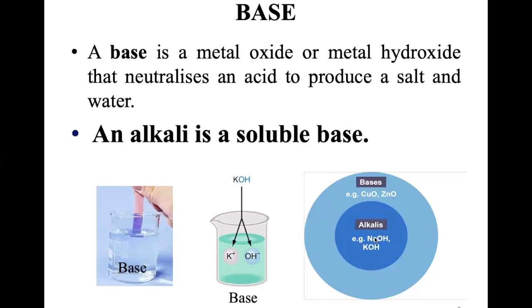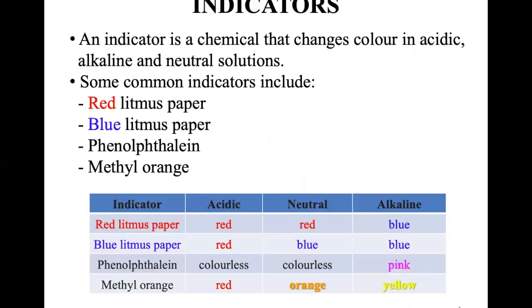And what is an alkali? Those bases that are soluble are called alkali. Examples are sodium hydroxide and potassium hydroxide. Let us learn about the various types of indicators that will tell us whether the substance is an acid, base, or neutral. It is very important for us to understand whether the substance is acid, base, or neutral because they are being applied in our everyday life.